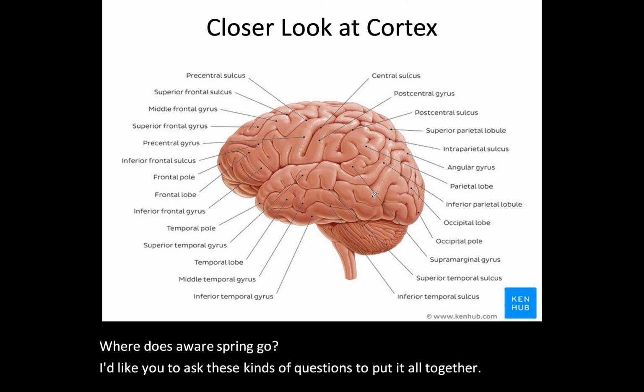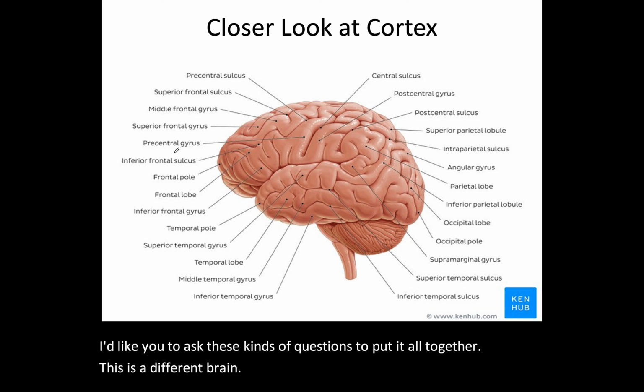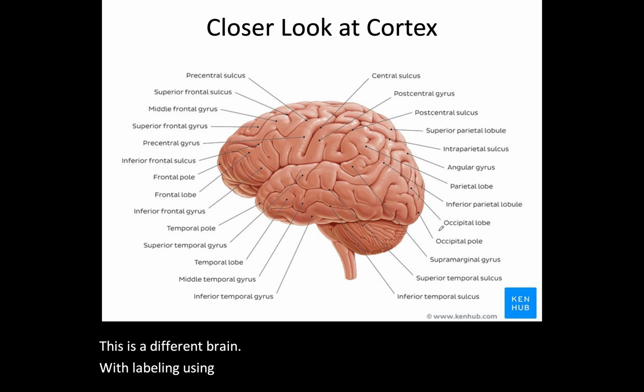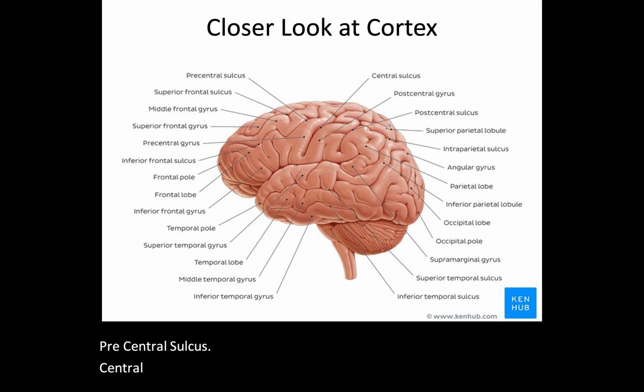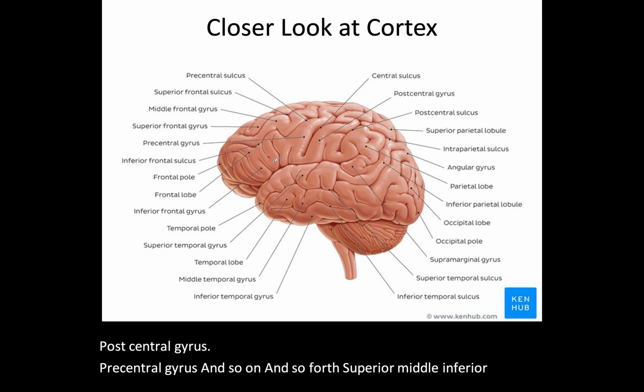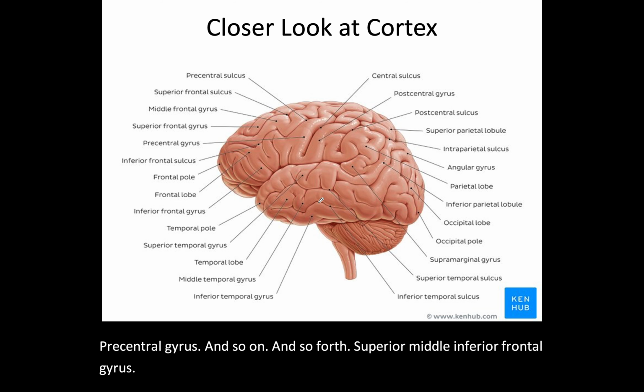This is a different brain with labeling using the nomenclature mostly that I just taught you. Precentral sulcus, central sulcus, postcentral sulcus, postcentral gyrus, precentral gyrus, and so on and so forth. Superior, middle, inferior frontal gyrus, the sulci, and so on.